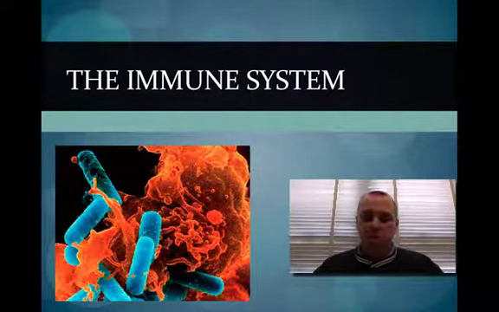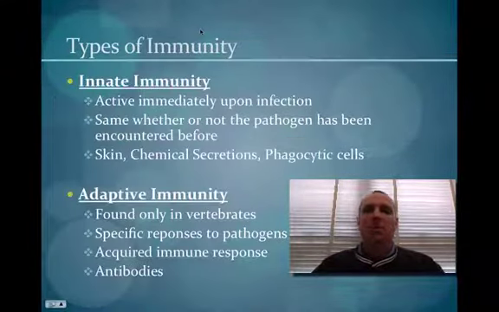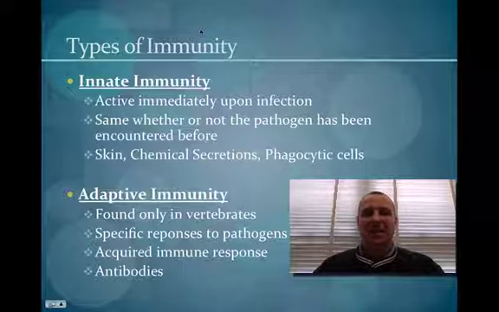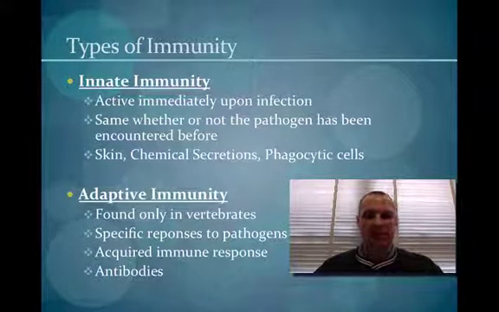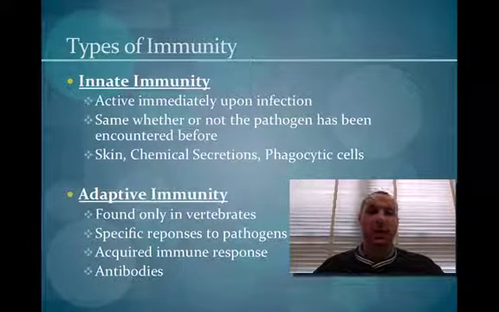This one's going to be on the immune system. Now when we talk about the immune system, there's really two types of immunity. There's innate and adaptive. Innate immunity is going to act the same no matter what the infection is, no matter what the pathogen is. Oftentimes we call this the first line of defense.